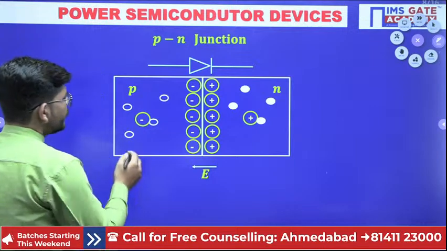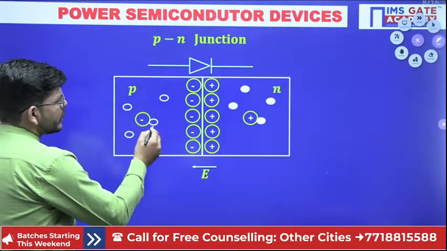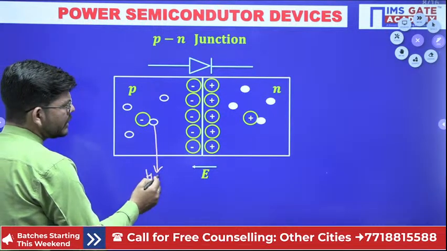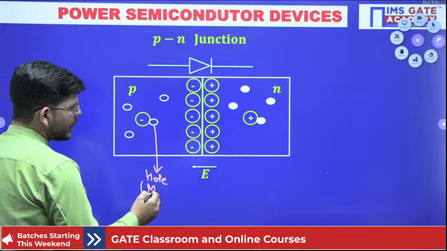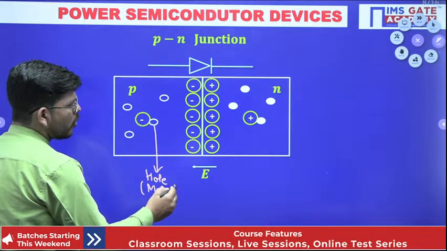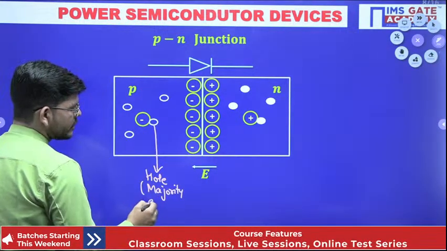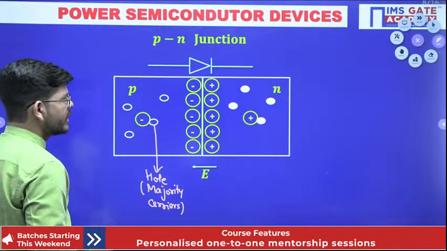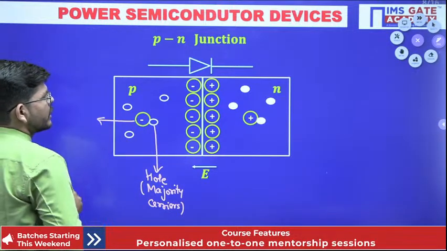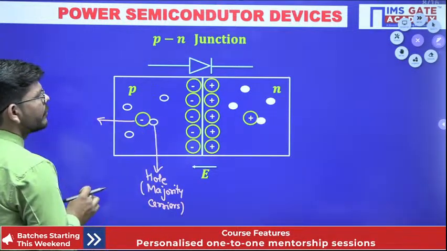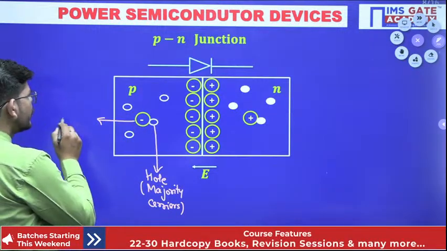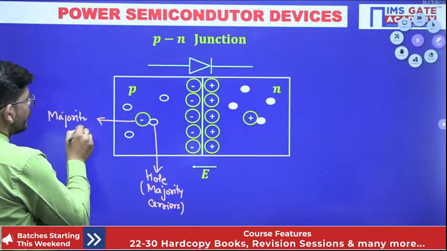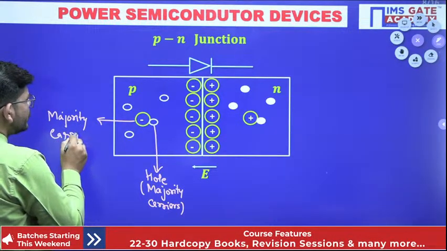Now if you see in the P type layer, these are holes, and they are the majority carriers. They are present in very large number, and each hole is attached with an acceptor ion. So the holes are the majority carriers here.